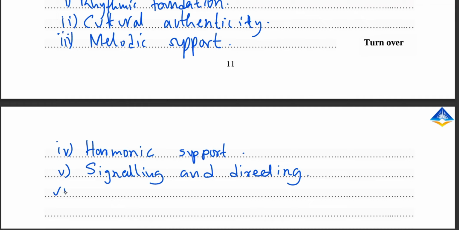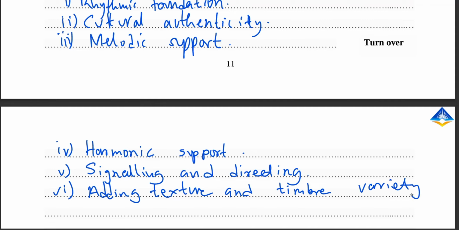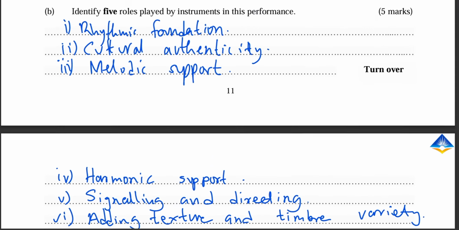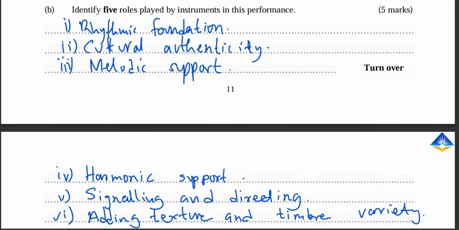And six, we can talk of adding texture and timbre variety. So these are the different roles of instruments in a folk song performance.